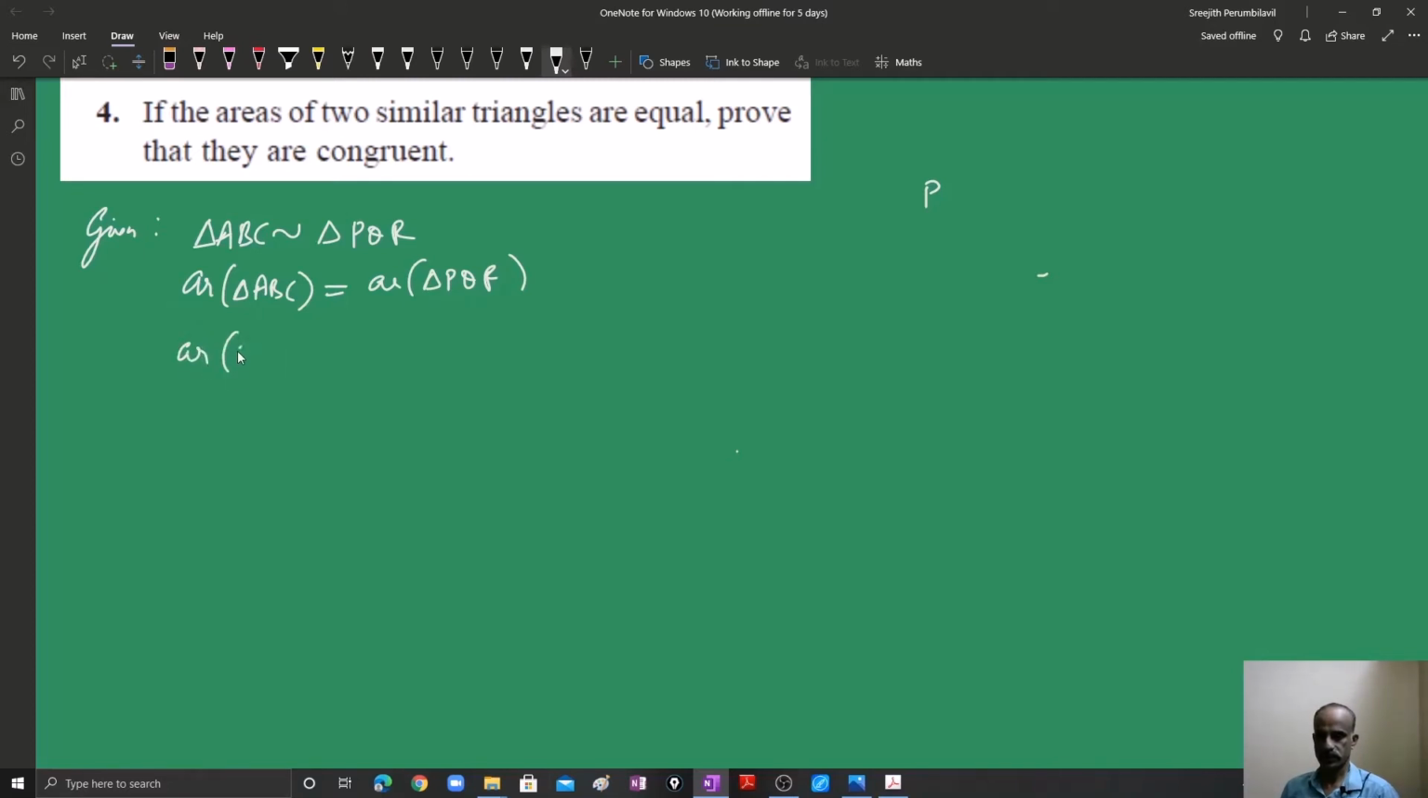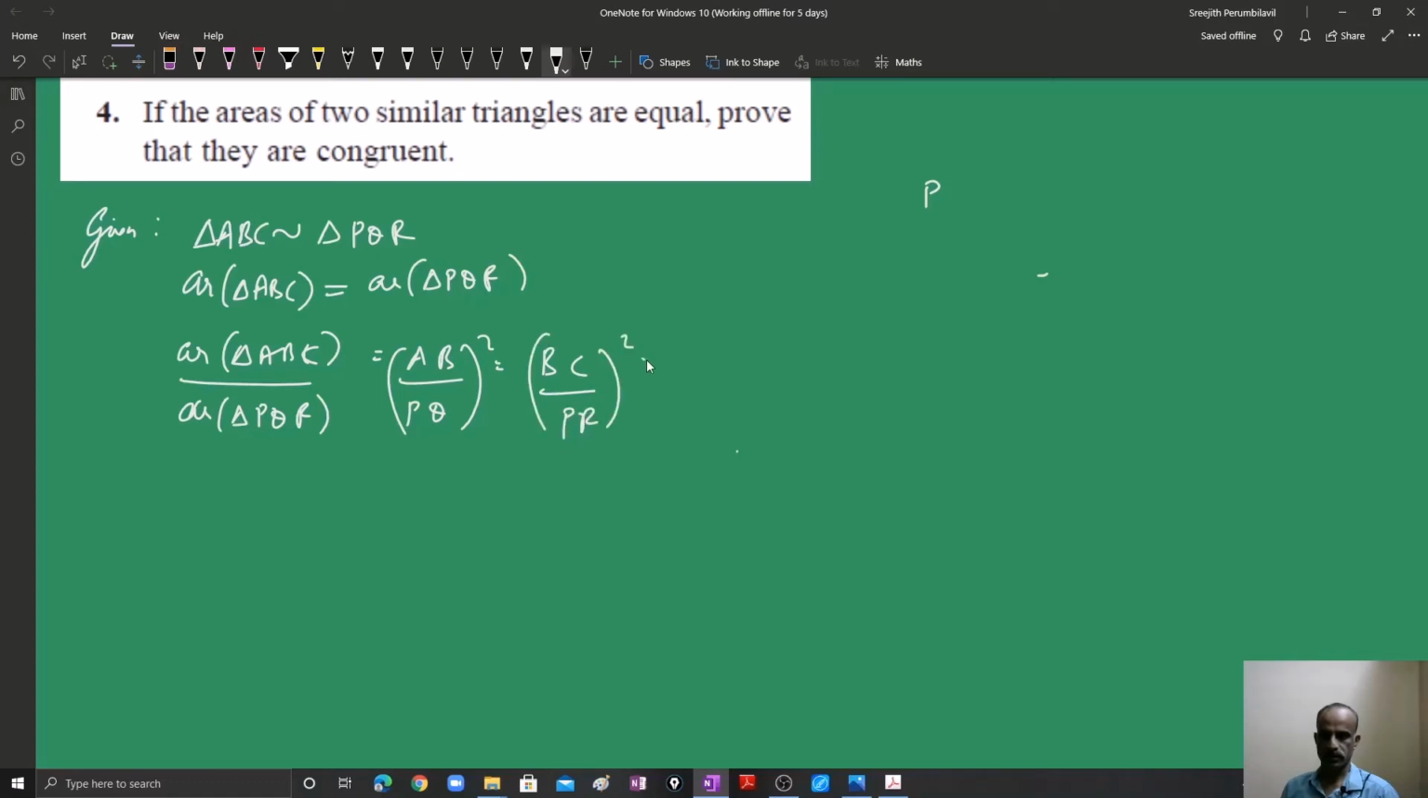The ratio of their areas is area of triangle ABC divided by area of triangle PQR. ABC by PQR is equal to what? (AB/PQ)² = (BC/QR)² = (AC/PR)². But these two are equal. Equal means they are one and the same. What happens if I divide 2 by 2, 3 by 3? Same. So what happens? 1.